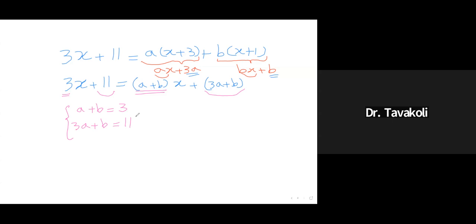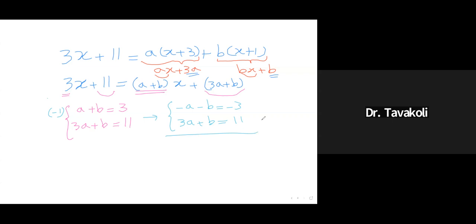For instance, I can multiply the first equation by -1 and then add them up, so b cancels out. Let me do that. To get rid of b here, I can multiply the first equation by -1. So I have minus a minus b equals -3. The second equation is 3a plus b equals 11. Then add up these two equations.